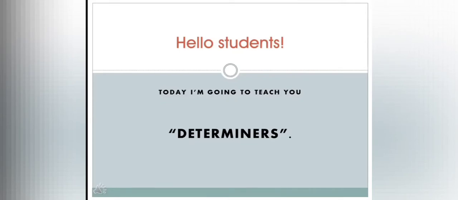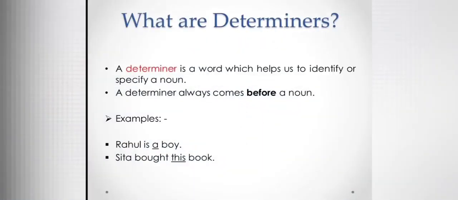Today I am going to teach you about determiners. What are determiners? A determiner is a word which helps us to identify or specify a noun. A determiner always comes before a noun. Examples: Rahul is a boy. Here, boy is a noun, we know that, and the word which is used before it is a. So, a is your determiner.